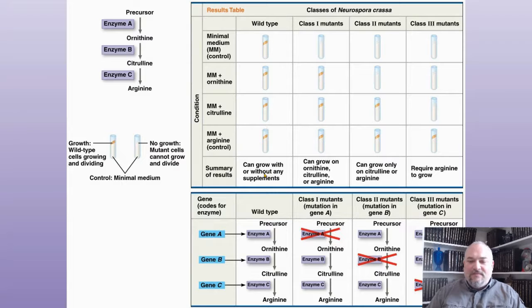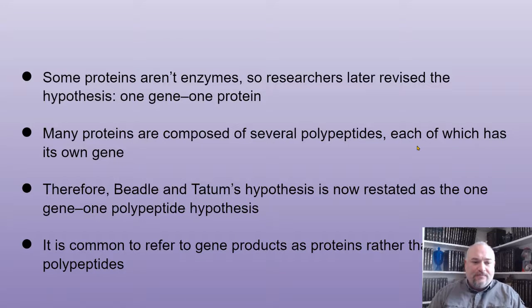Here's the wild type, the different mutants here, and what stuff they can grow in and can't grow in. And down here we can see where the process stopped. And this is what led them to their realization. I'll give you time. You can look at this later if you want to.